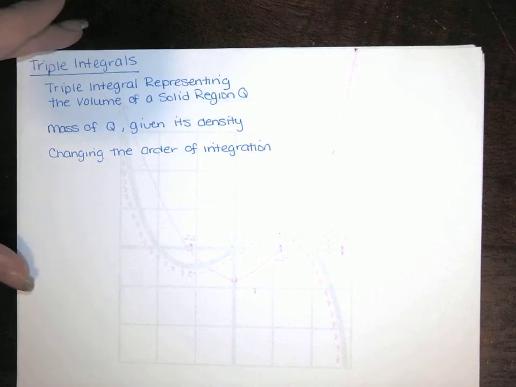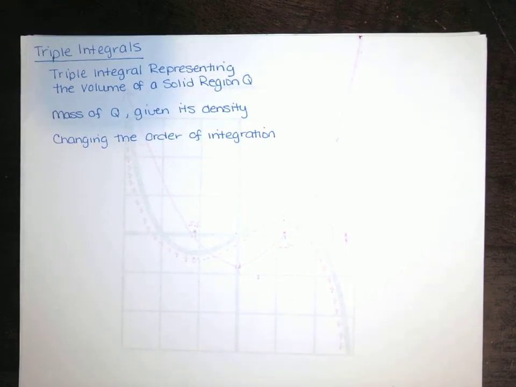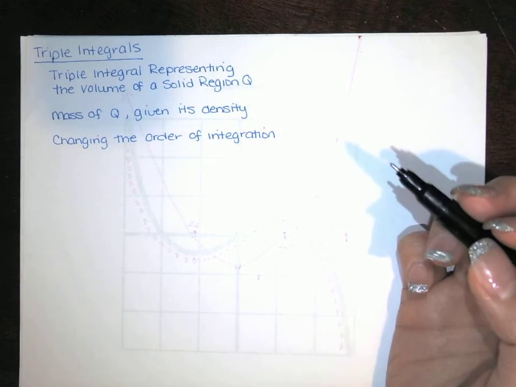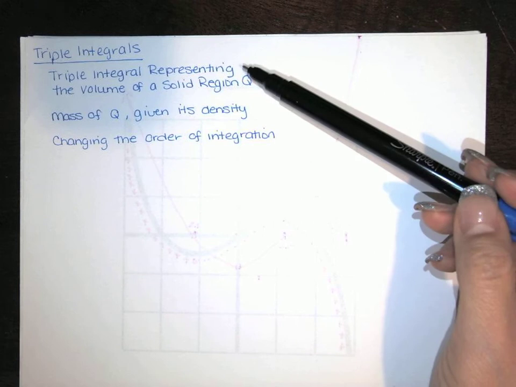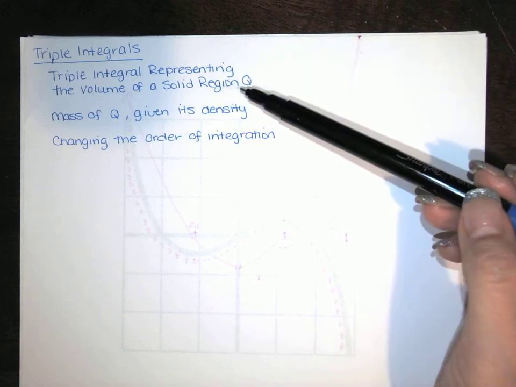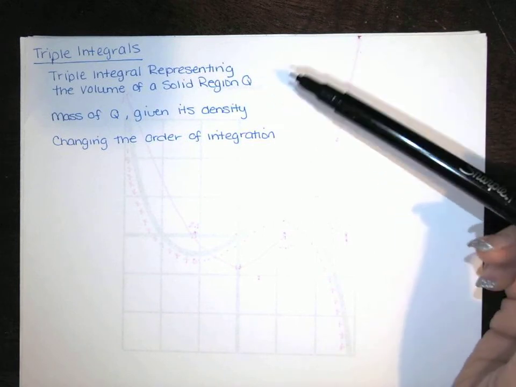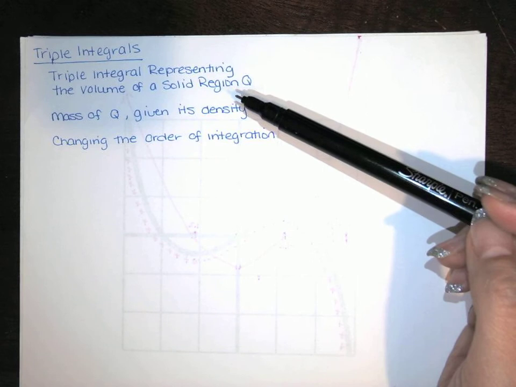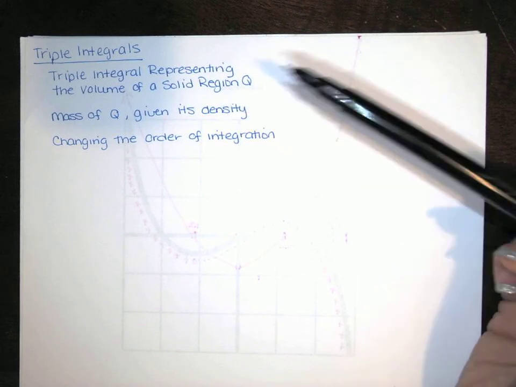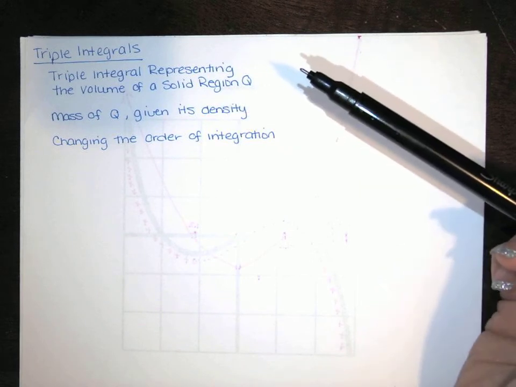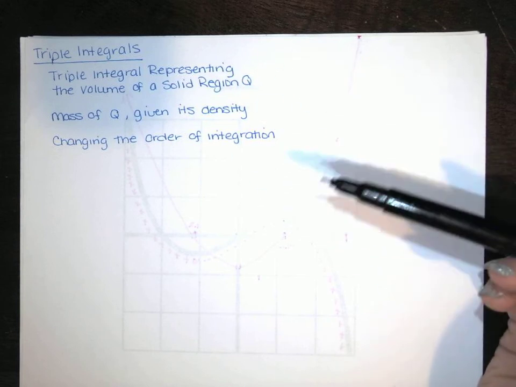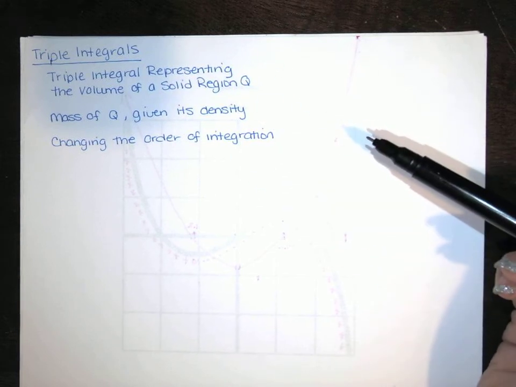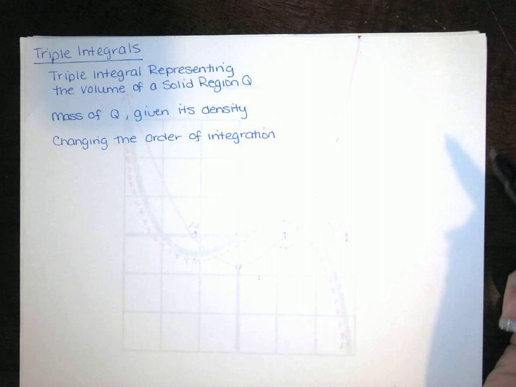In this video, we're going to discuss triple integrals. We've done double integrals, and now we're going to have triple integrals. Triple integrals can represent the volume of a solid region Q. We'll talk about how to set that up. We'll talk about using a triple integral to find the mass of a solid occupying the region Q given its density function. And we'll talk about changing the order of integration with a triple integral.